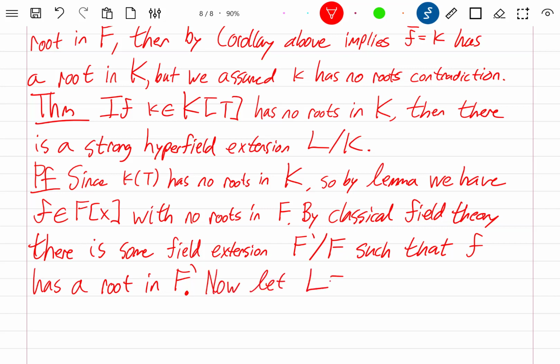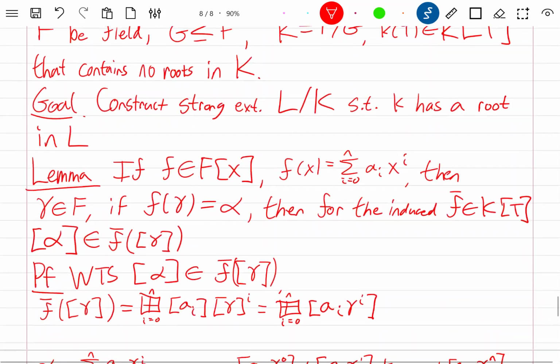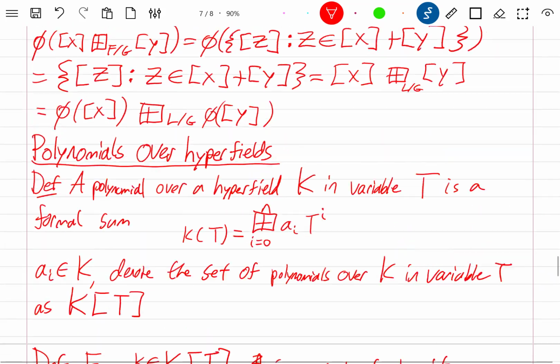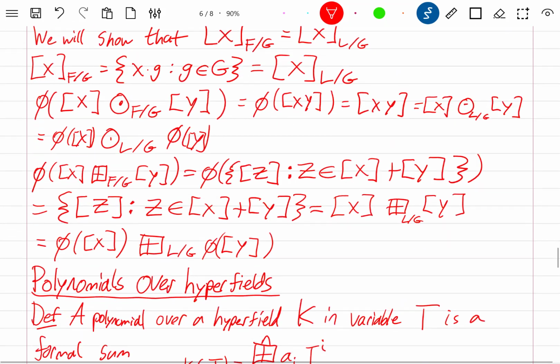So now we will let L be the quotient hyperfield F prime modded out by G. Remember, K is F mod G. And if you recall from last time when we talked about strong extensions, we had this lemma: if I have an extension of fields, L over F, and I take this multiplicative subgroup, then the extension of fields modded out by the same subgroup is a strong extension of the field F.